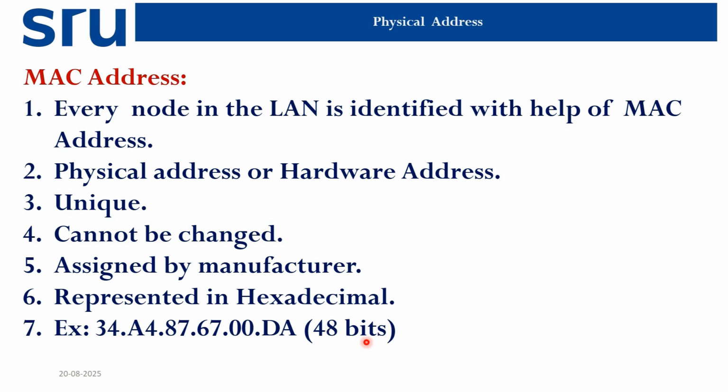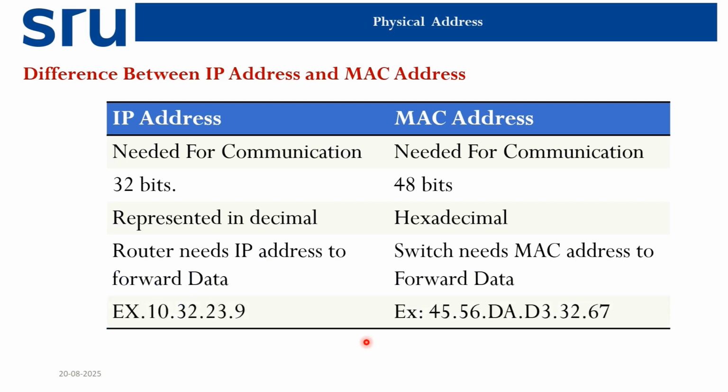Next, we will see the differences between IP addresses and MAC addresses. Both IP addresses and MAC addresses are used for communication purposes only. Coming to the IP address, if we are using IPv4 it is 32 bits in length, and IPv6 is 128 bits in length. The MAC addresses are 48 bits.